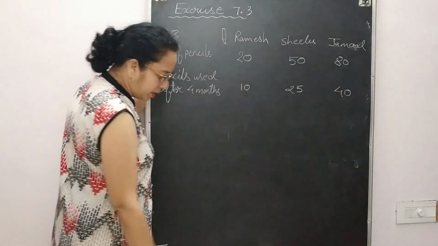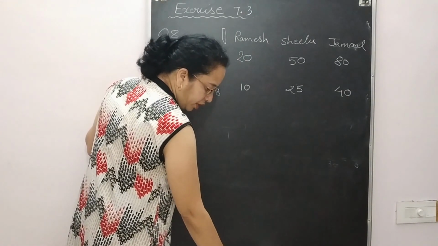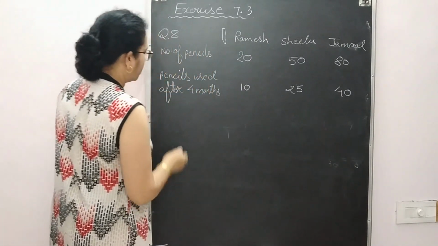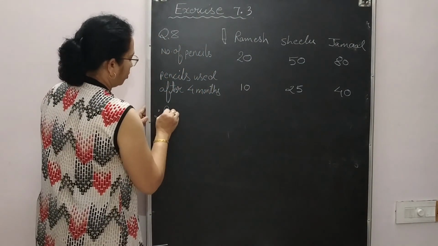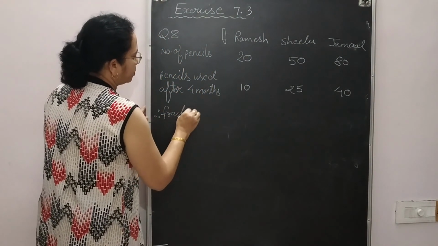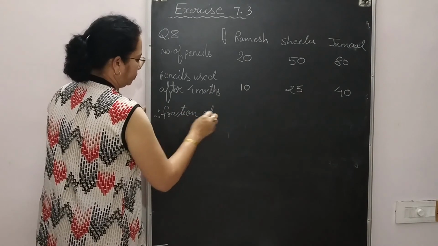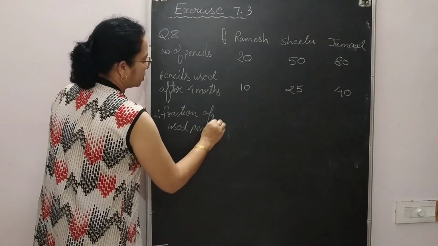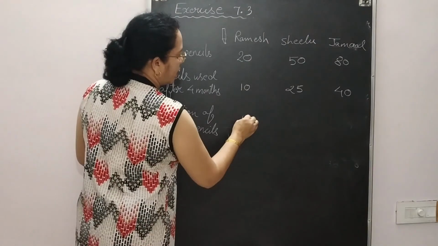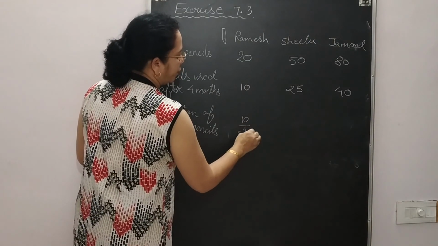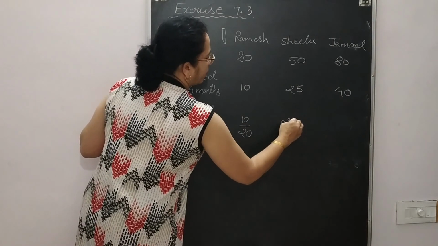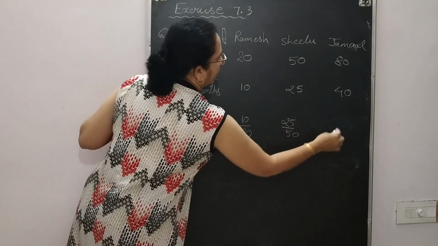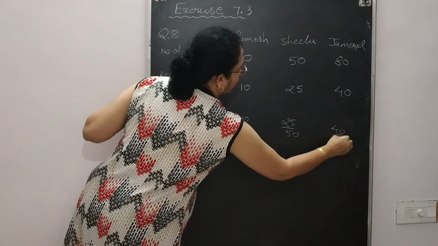Read the next line. What fraction did each use? So, the fraction of used pencils. How many are used? 10 out of 20, here 25 out of 50, and here 40 out of 80.